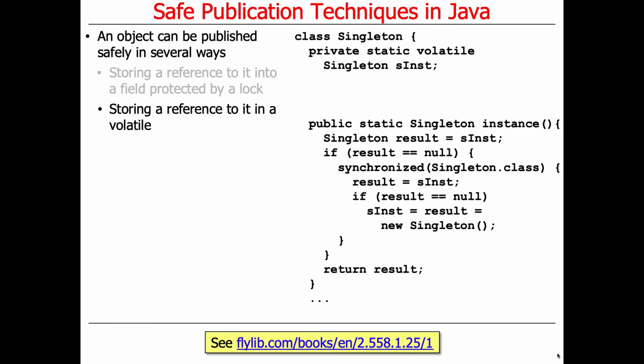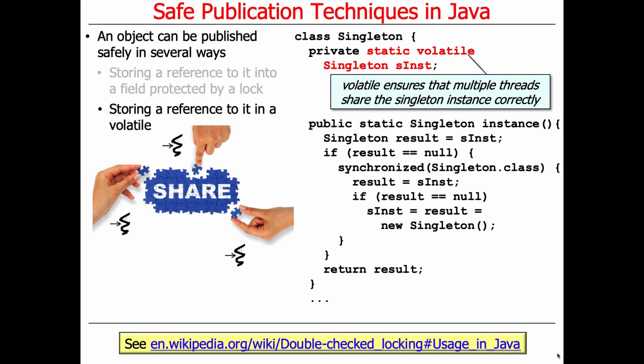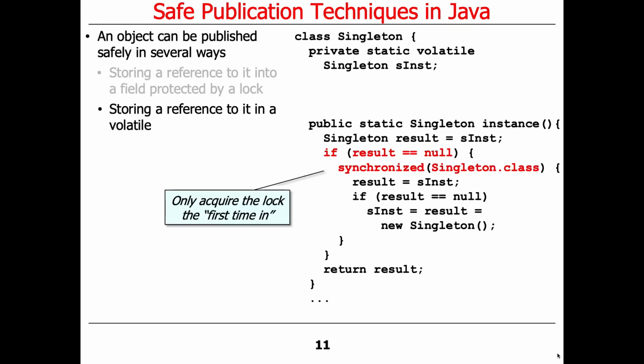Another way to ensure that an object is properly synchronized is storing a reference to it in a volatile. And you have to do this in a very careful way. If you make this static volatile, then this will ensure that the singleton instance is correctly synchronized. And this approach is an optimization of what we saw before. The first time in, we set sinst, which is this volatile field, to this result object. We check to see if result is null. If it is null, that's the first time in, then we have to acquire the lock. Otherwise, we skip over and just return the result.